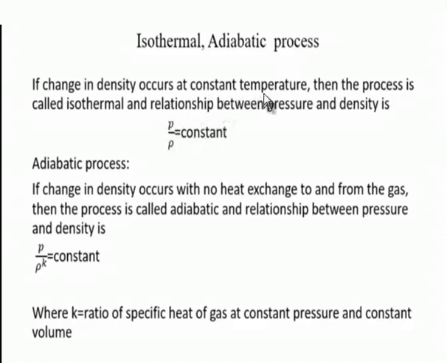What is the isothermal? Isothermal is nothing but constant temperature. During the constant temperature, if the change in density occurs, then this process is called isothermal. The relation between the pressure and density is given by P by rho is equal to constant. Remember these equations. Next one is the adiabatic process.